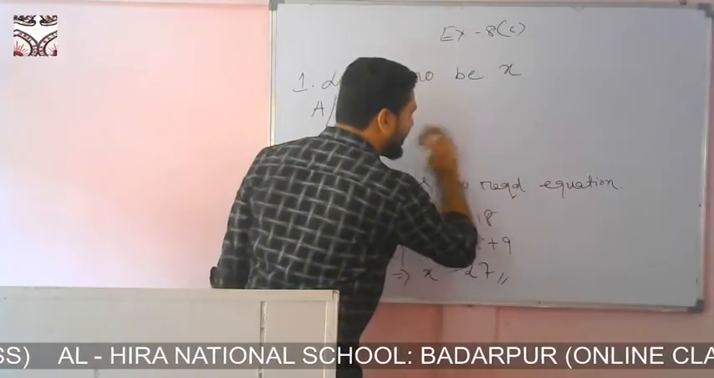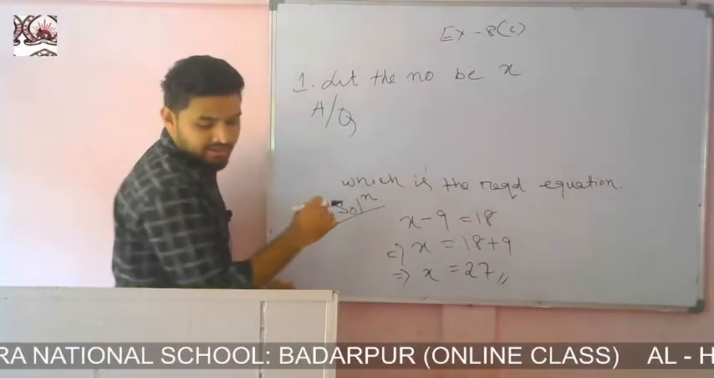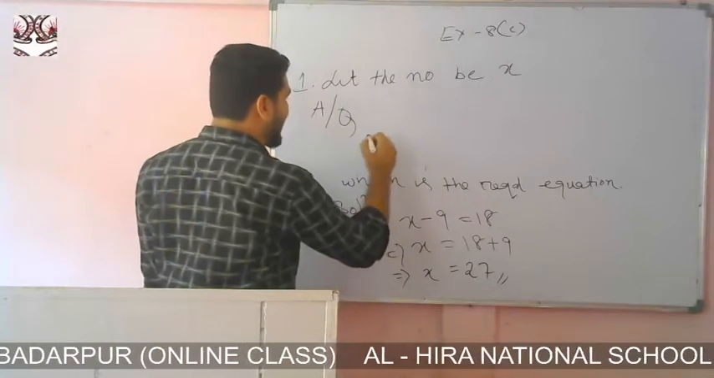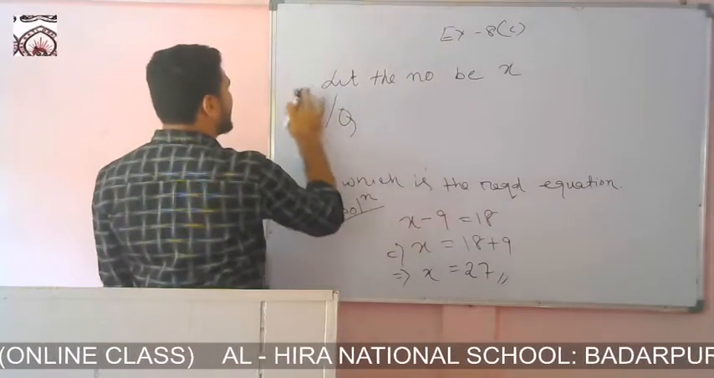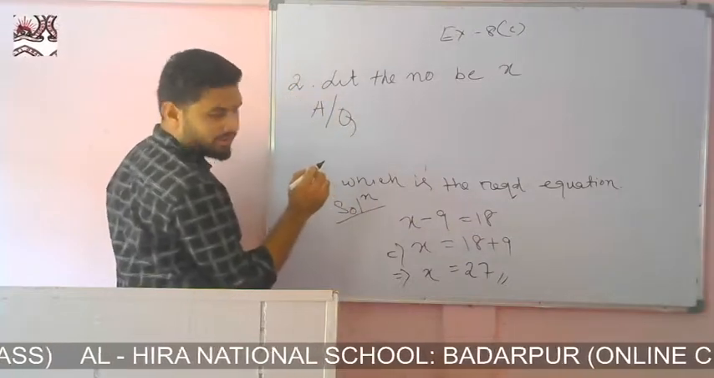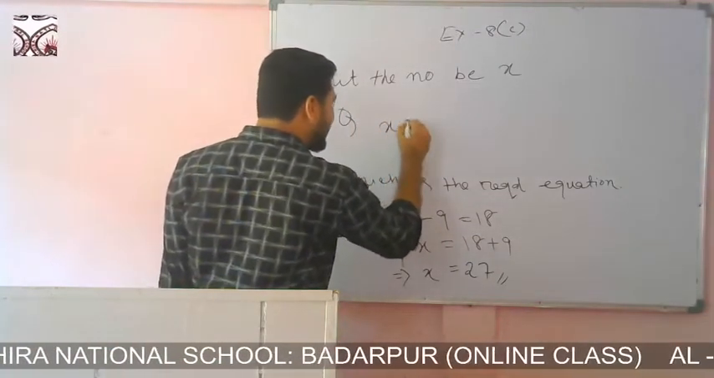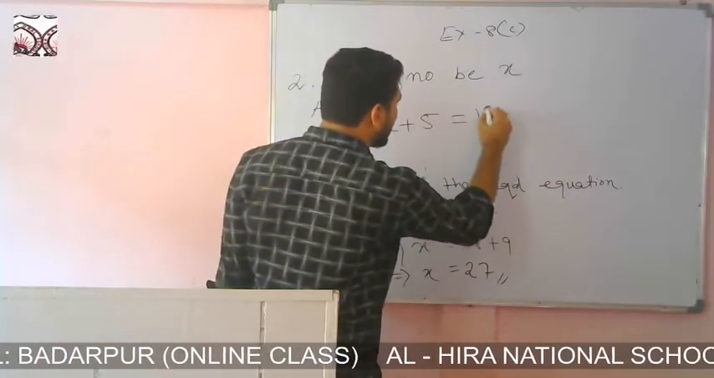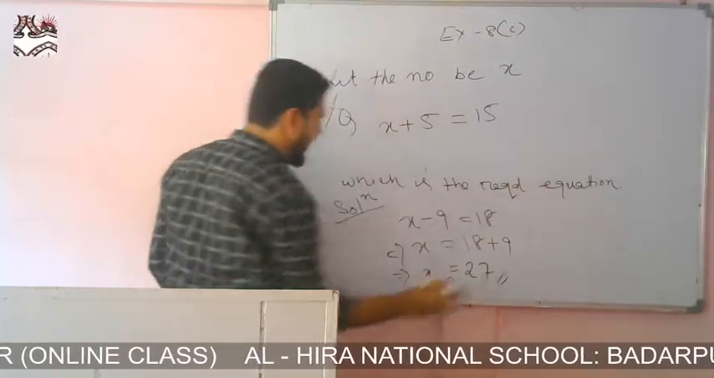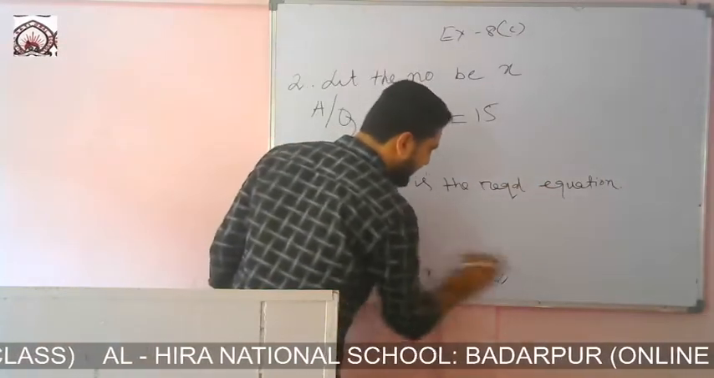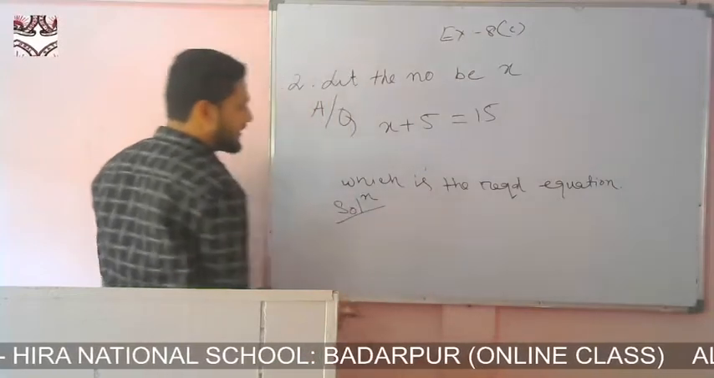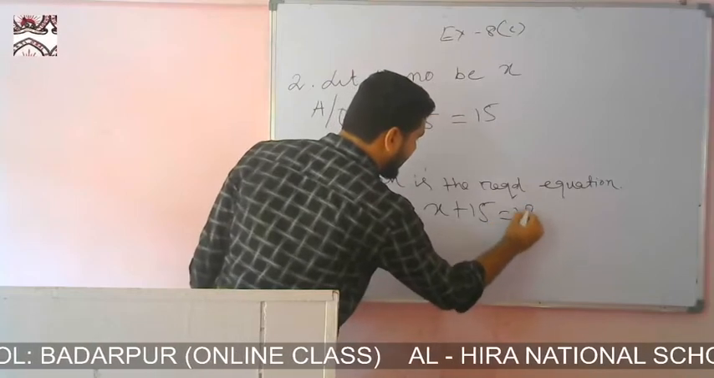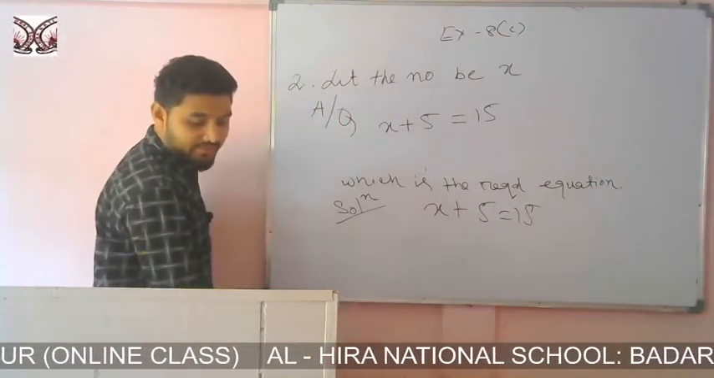Then according to the question, a number increased by 5 is 15. We let the number be x. Then a number increased by 5 is 15. Okay. So write, which is the required equation. After that you come to the solution. Then x plus 5 equals 15.